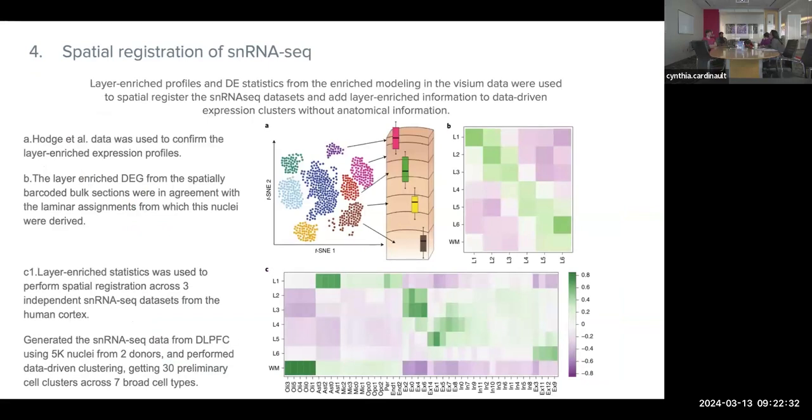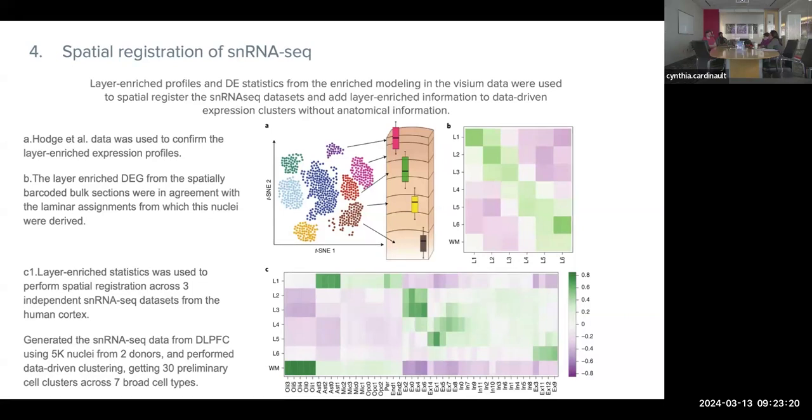In this figure, I'm going to explain the spatial registration validation process. The layer-enriched profiles and differential expression statistics for the enriched model in the vision data were used in this study to perform a spatial registration for the single cell RNA-seq data sets and add the layer-enriched information to data-driven expression clusters that don't have the anatomical information. So in panel A, what we have is data that was taken from a previous study that we're using to confirm the layer-enriched expression profiles.